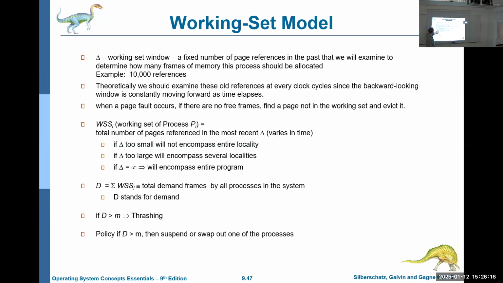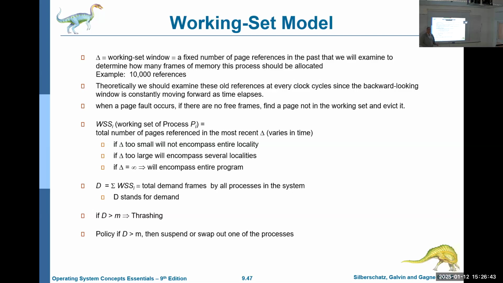If delta is too small, so wait a second. Now we're asking a different question. We said it's 10,000. We'll look back. Maybe we shouldn't look 10,000. Maybe we should look 100,000. Who decides? If 10,000 is too small, it will not encompass the entire locality. In other words, if we don't look back far enough, we might not realize that we've actually been using this page. And if our delta is too large, we might encompass several localities.